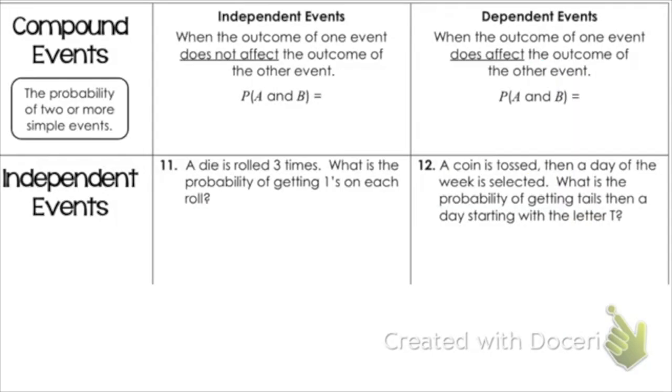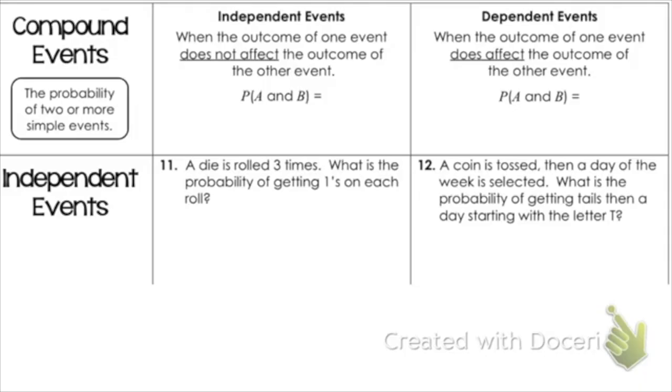Let's talk about compound events. So compound is going to be the opposite of simple. We said simple events was one event happening. Compound events are the probability of 2 or more simple events. So you're compounding them. We have 2 different types: independent and dependent. Independent events are when the outcome of one event does not affect the outcome of the other. Dependent is when the probability or the outcome of one does affect the other.